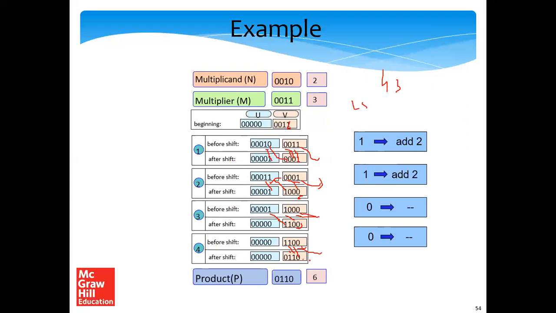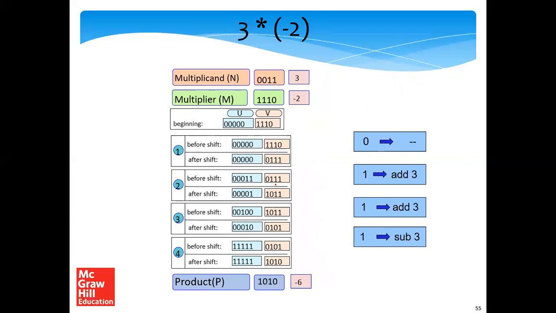In the 4-bit iteration we get the result 0110, which is simply 6, and 3 into 2 is 6. This is how the algorithm works. Let's take another example, for a multiplicand with a negative.